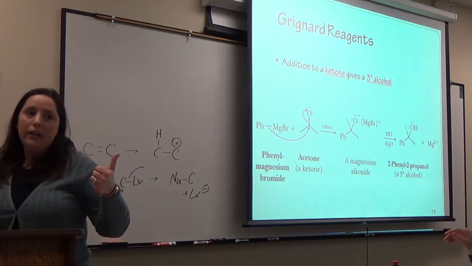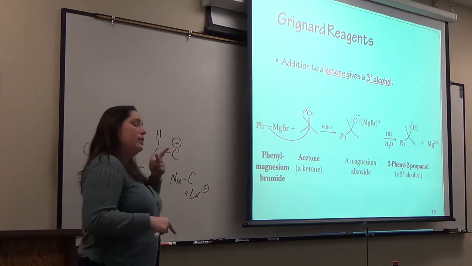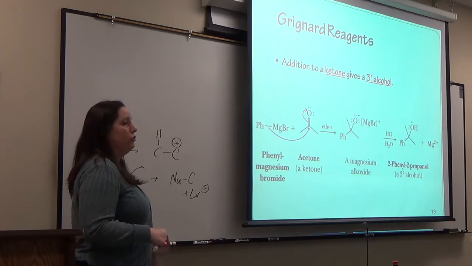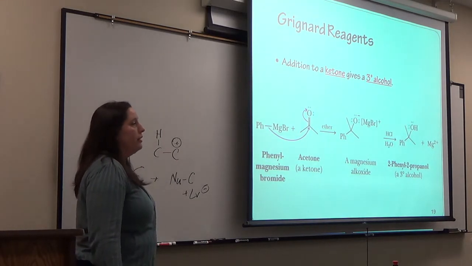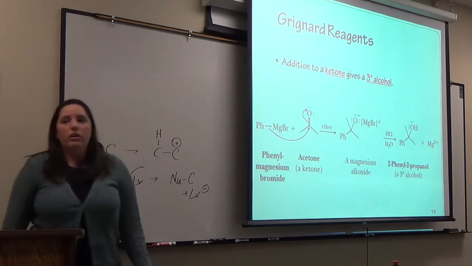So formaldehyde gives you primary alcohols, aldehydes, any other, gives you secondary, and ketones always give you tertiary alcohol. So the product is an alcohol. Does that make sense? How these work with the Grignards?